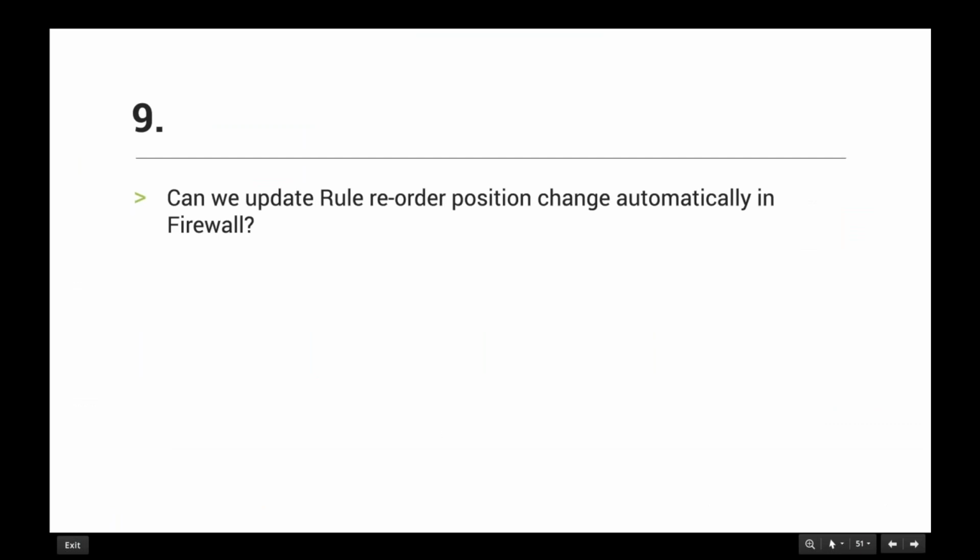Can we update rule reorder position change automatically in the firewall? Rule reorder is a suggestion given by Firewall Analyzer on how you should arrange the rules in the firewall for better performance. This suggestion is given based on the usability of the rules, how frequently the rules are getting used. But it is a suggestion, it's a report, and the necessary action has to be taken separately in the firewall by the network admin. Firewall Analyzer will not be able to push the reorder position directly to the firewall because it cannot take an action on the firewall directly.